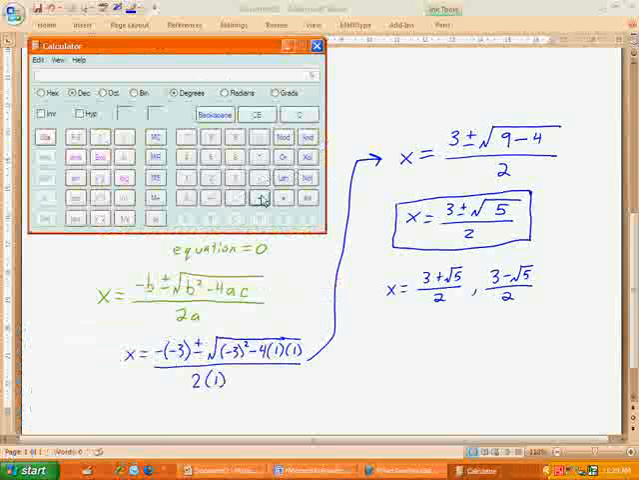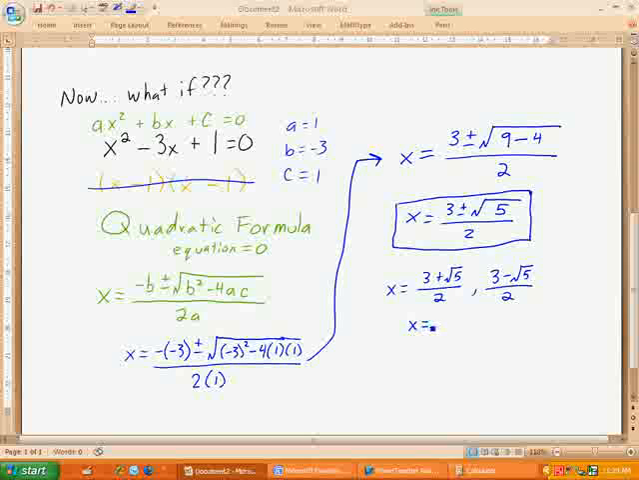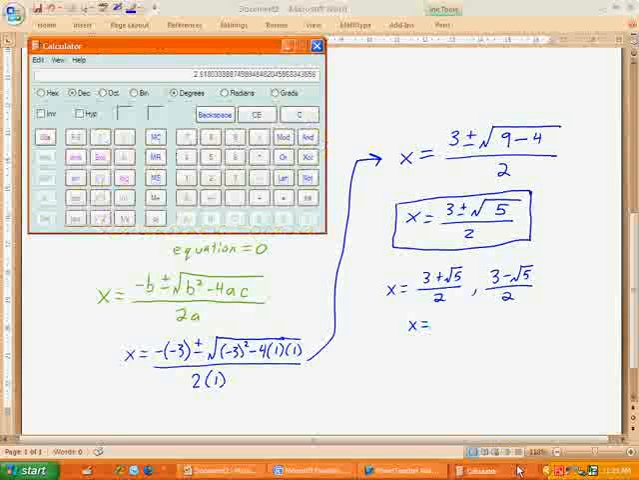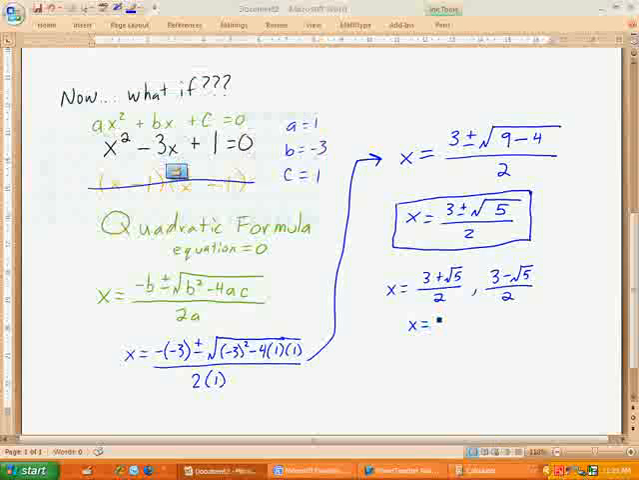And we're going to go 3 plus the square root of 5. So we're going to go 5, inverse square, so that'll be the square root of 5. So 3 plus the square root of 5 is equal to 5.236, divided by 2, and I get an answer. So x equals, and that was 2.62.